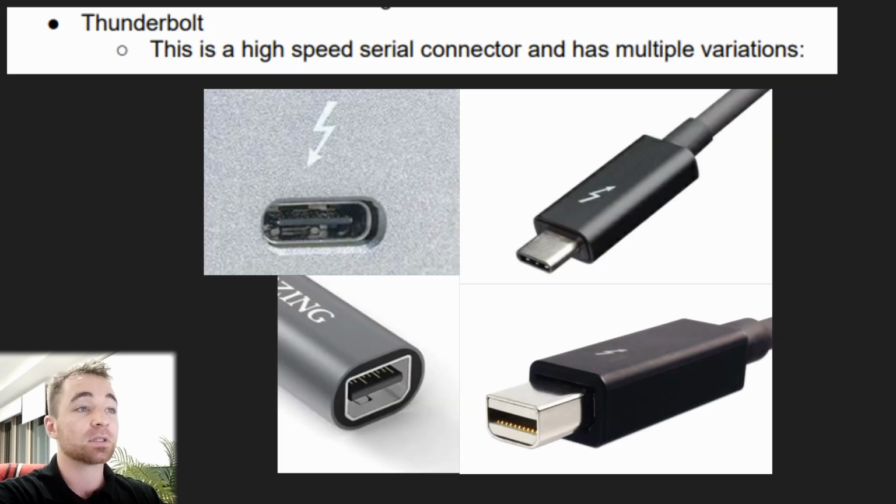Now, Thunderbolt is a high-speed serial connector and has multiple variations. It comes in a couple of different formats, and more specifically, there are 3 versions. So you can identify Thunderbolt compatible connections or ports with the Thunderbolt icon over the top there. Let's go into those 3 different versions of Thunderbolt that you will need to know.